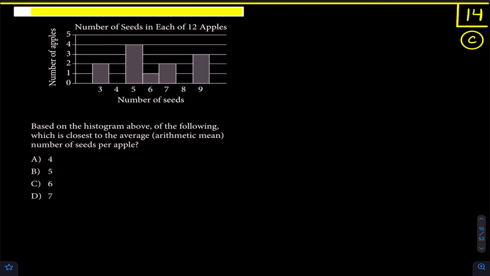So we could write that as 3, 3. There you go. You have 2 apples with 3 seeds. You have 4 apples with 5 seeds. So you would write 4 5s. And you could make your list that way. And then eventually, when you're actually trying to compute the average, you would add these all up and everything that comes after it. But instead of doing that, I'm going to show you a little bit of a quicker way.